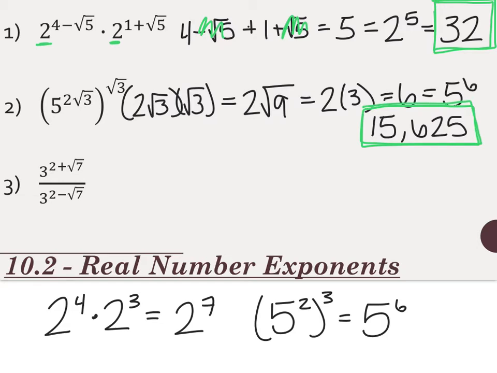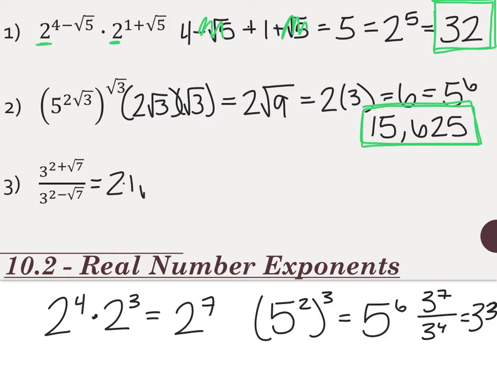Last but not least, we have 3 to the 2 plus the square root of 7 all over 3 to the 2 minus the square root of 7. This is similar to 3 to the 7th all over 3 to the 4th. In a problem like this, you all know we're subtracting our exponents, which would be 3 to the 3rd. So in this example, that's exactly what we're doing. We're subtracting our exponents. Just be careful.